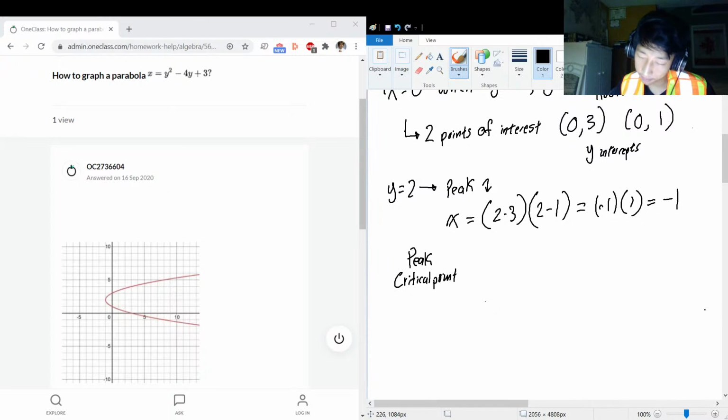But that's more like when you get into calculus that you'll learn about that. So what's there? The peak or the critical point is going to be when x is equal to negative 1 and y is equal to 2. These are the most important points of interest when you're drawing a parabola.